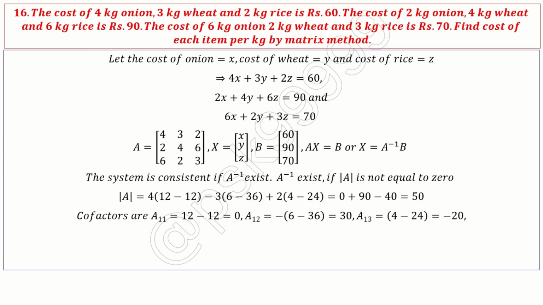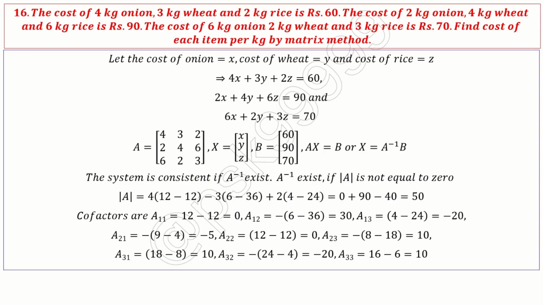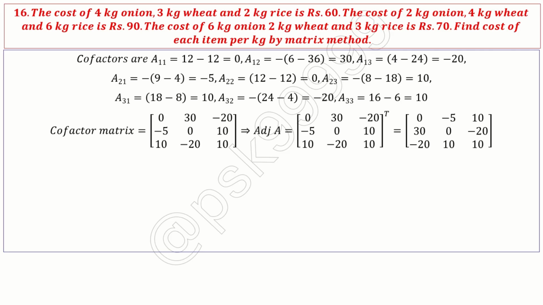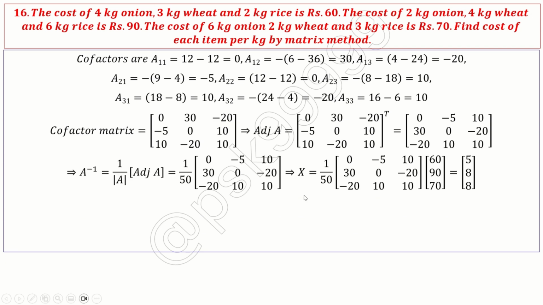So the determinant is 50, cofactors are here. So you have your cofactor matrix, transpose it, you will get the adjoint matrix. The adjoint matrix is here, divide with the determinant of A, you will get A inverse. So my A inverse is nothing but 1 by 50 times 0, minus 5, 10, 30, 0, minus 20, minus 20, 10, 10. Multiply with B, which is 60, 90, 70, you will get x, y, z, which is 5, 8 and 8. That means x is 5, y is 8, z is 8.